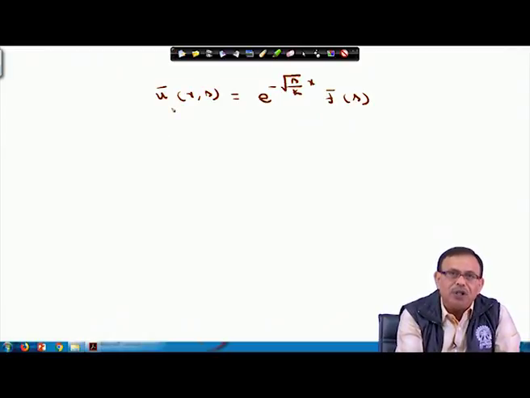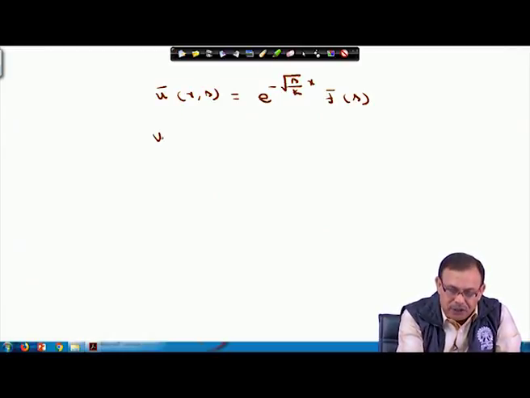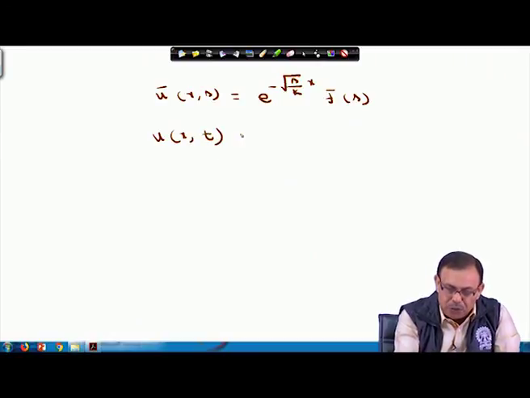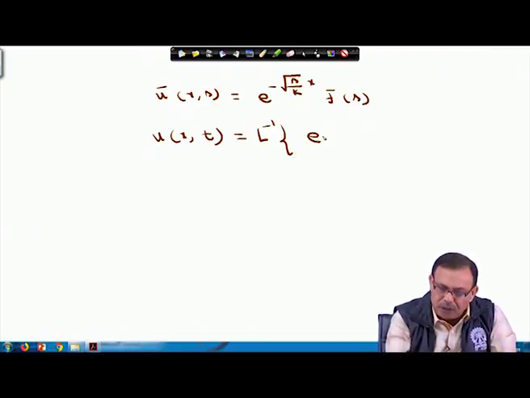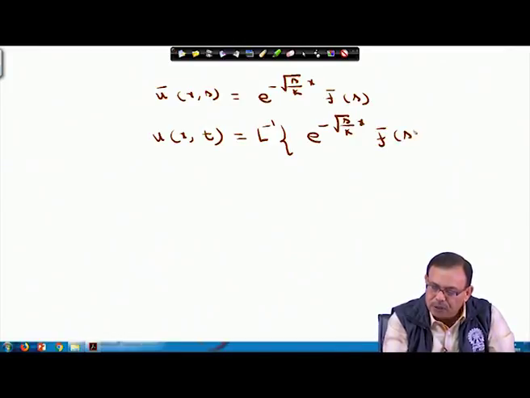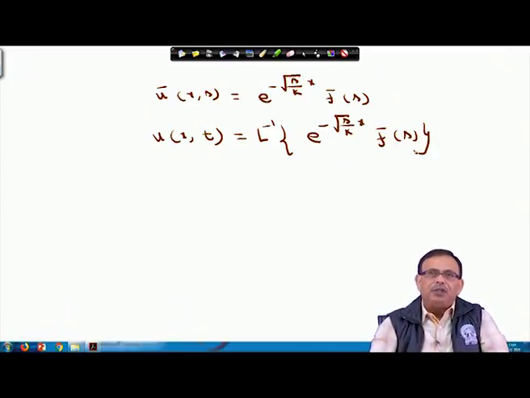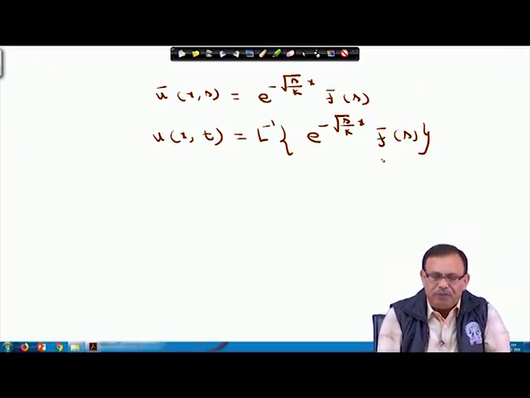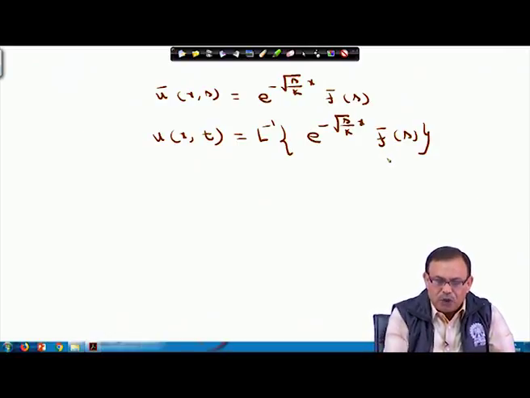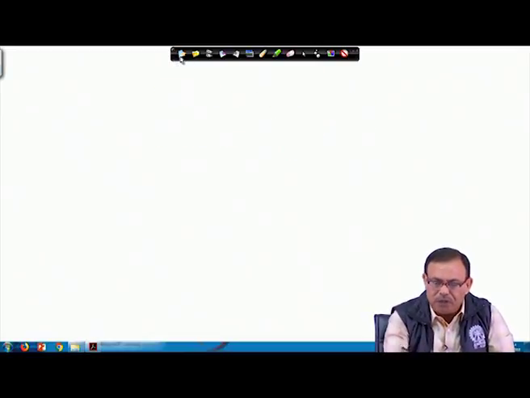And from here, once you obtained u bar, taking the inverse Laplace transform, you can write down u(x,t) equals the Laplace inverse of e to the power minus root over s by k into x into f bar(s). Since the function f(t) is not known to us, f bar(s) is also not known to us. So, the Laplace inverse we cannot evaluate; we can evaluate it only if the function f(t) was known to us. We have done a generic thing over here. So, by this way we can find the solution of the equation.